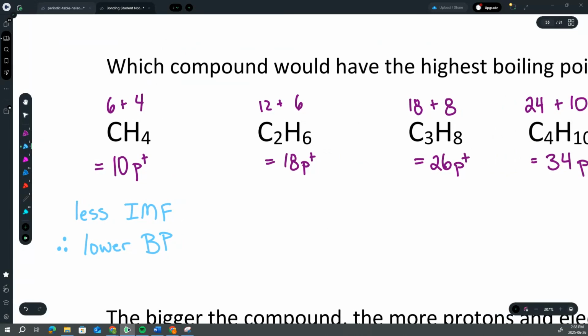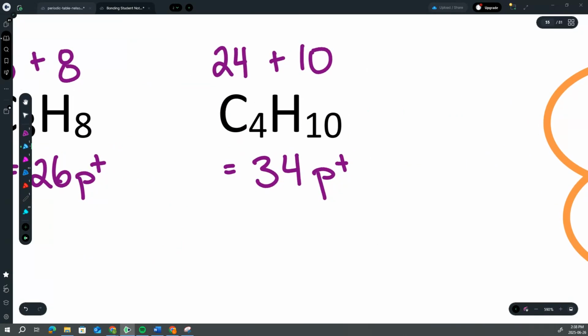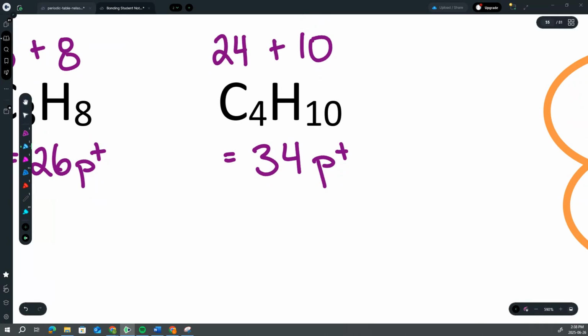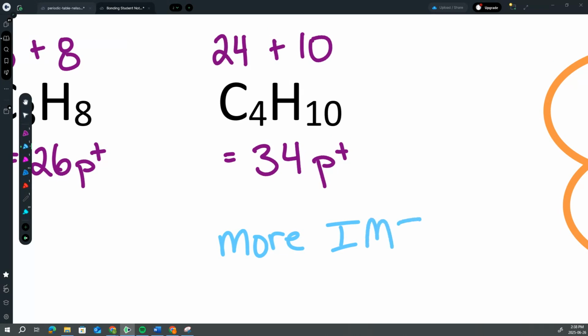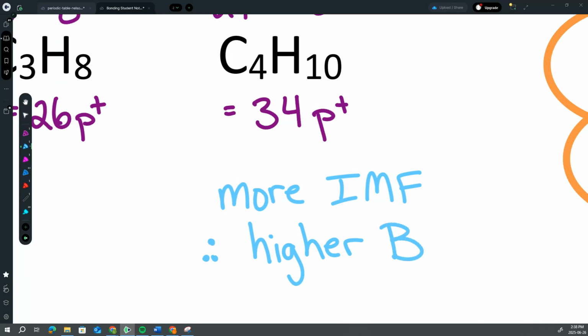Meanwhile, let's go to the other end that we have here. This compound, which is butane, has more intermolecular forces, therefore it has a higher boiling point. So BP just means boiling point.